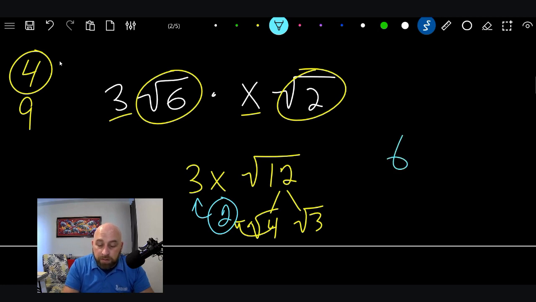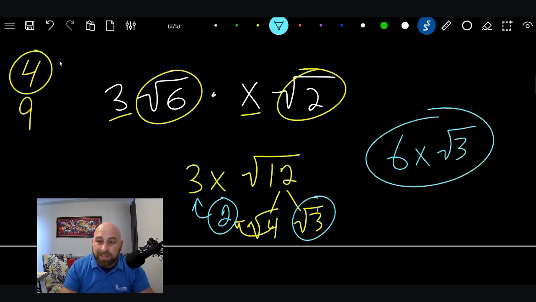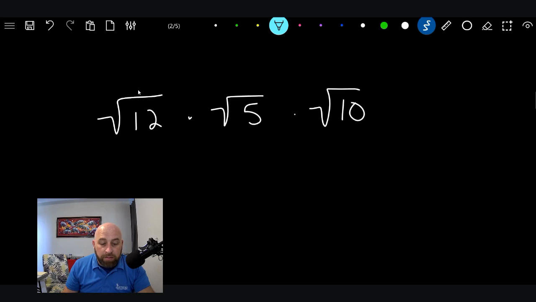3 times 2 is going to be 6x, and then we're going to be left with a square root of 3. 6x square root of 3. That is in your book. All of these examples are in your book, so if you want to look there, you can.